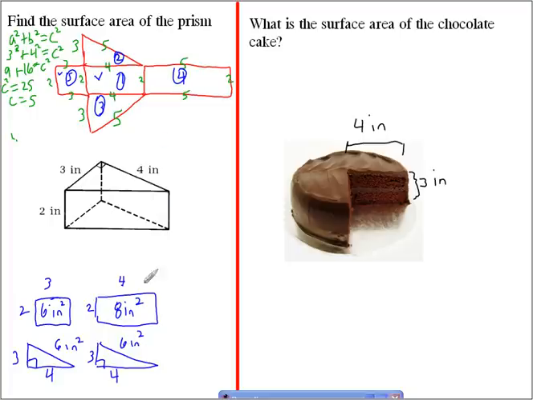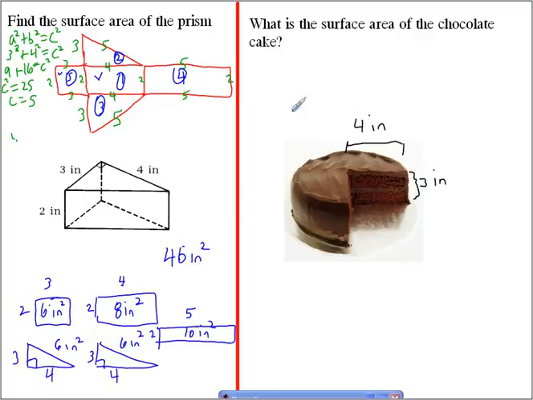Now the last box here is the longest one. That's going to be 5 and 2, so that's going to be 10 inches squared. So I add them all up, 6 plus 6 plus 6, that's 18. Plus 8 is going to be 26, plus 10 more is going to be 46 inches squared.